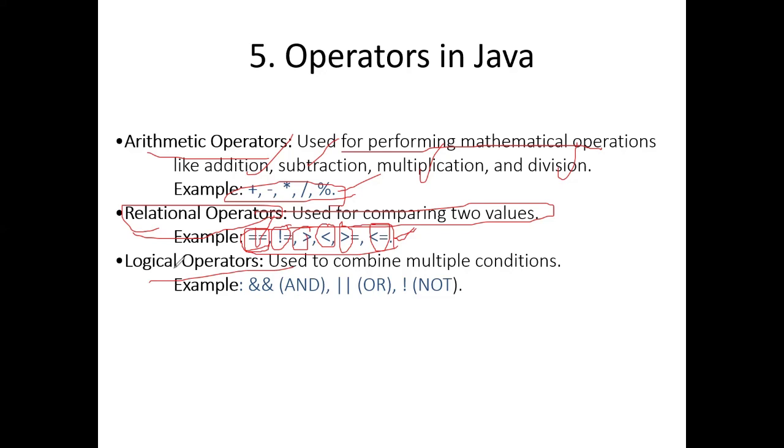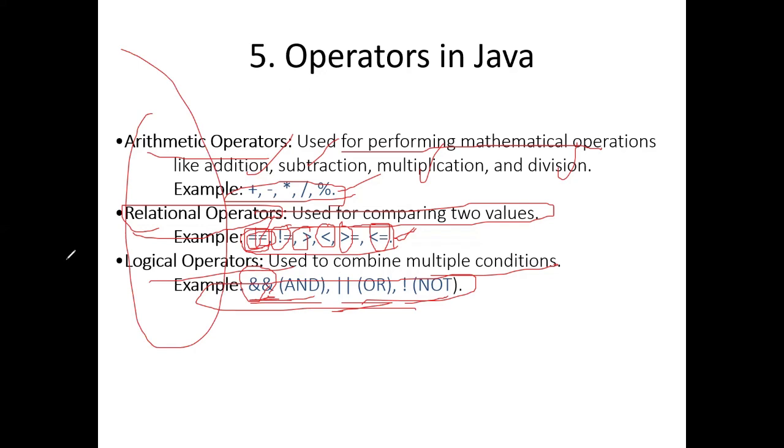Coming to the logical operators, we use them to combine multiple conditions. So here it is the and, ampersand. We are going to use these in for loops and if conditions. Here we can compare two values at a time, using and, using or, and using not. Like that, we can use more and more operations with these logical operators. This is how we need these three operators in Java. This is a very important thing.